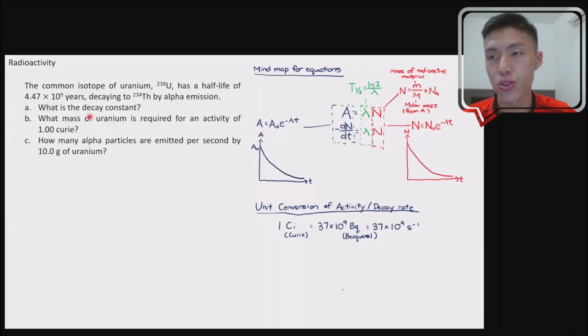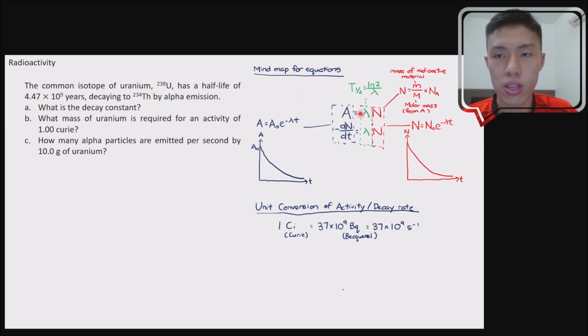Let's try to solve this question over here. The common isotope of uranium, which is uranium-238, has a half-life of 4.47 times 10 to the power of 9 years, and decays to thorium-234 by alpha emission. Okay, so uranium-238 is a very famous radioactive nucleus, usually used in our nuclear reactors to produce energy. So uranium-238 has a half-life of this much, and it decays to thorium-234.